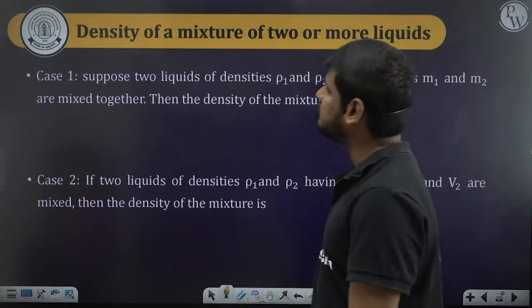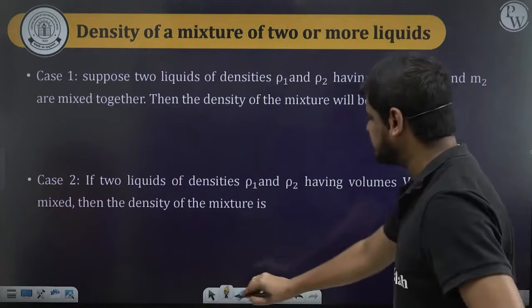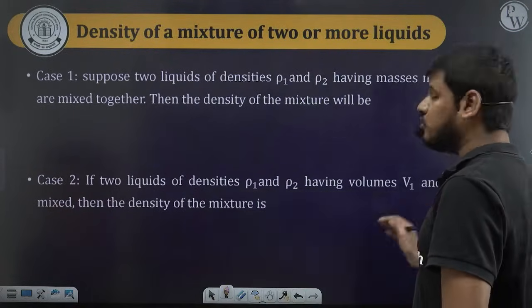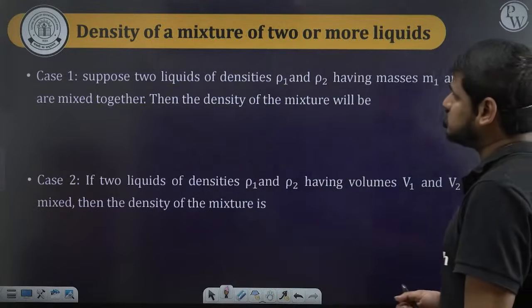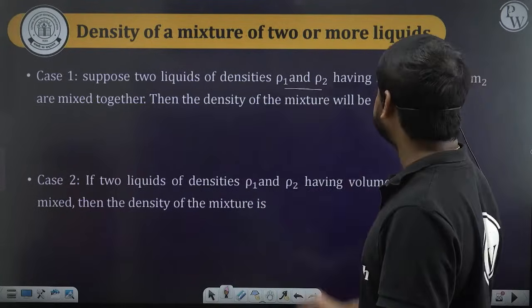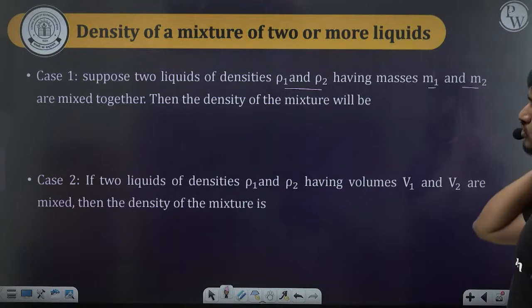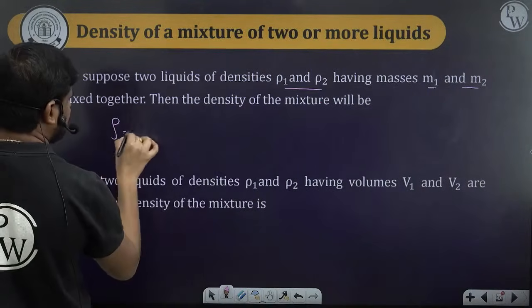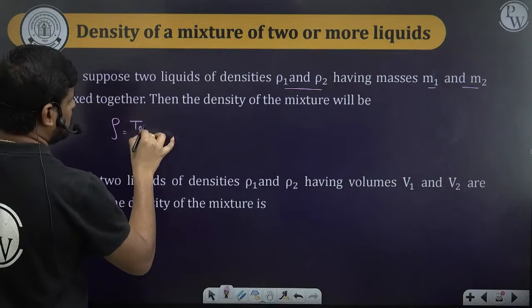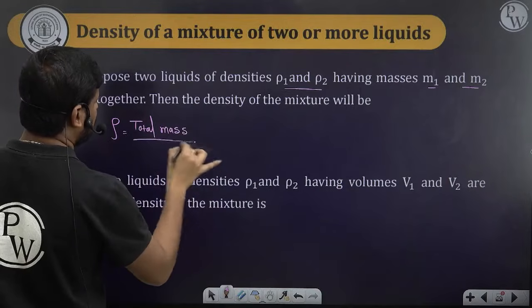So let's go further. Density of a mixture of 2 or more liquids. If 2 or more liquids are combined, how do we take the density of that mixture? Suppose 2 liquids have the densities ρ1 and ρ2, having the masses m1 and m2, mixed together. Then the density of the mixture, always remember, is the total mass by the total volume.